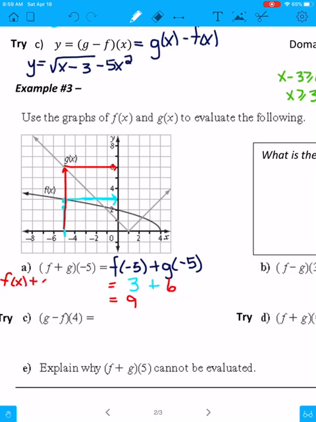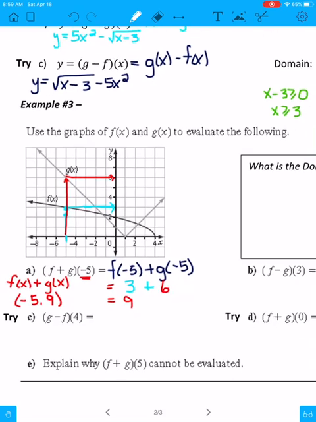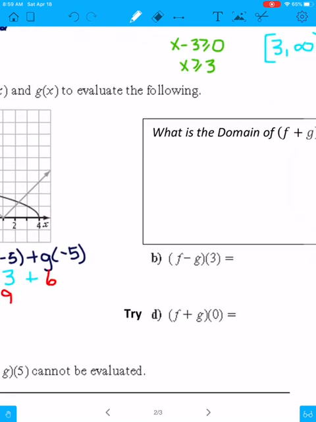When I plug in an actual value for x, on the graph of f of x plus g of x, I have a new coordinate at negative 5, because that's the x I filled in, and 9. So I just found a coordinate. I didn't find the entire graph of f of x plus g of x. I found a coordinate, negative 5 and 9. Okay, let's do it for b.